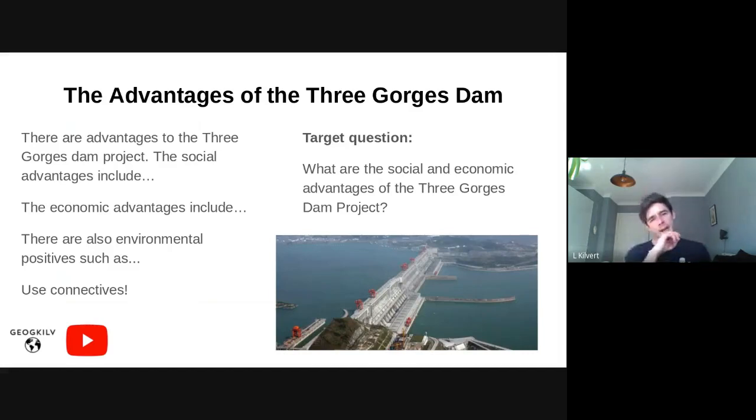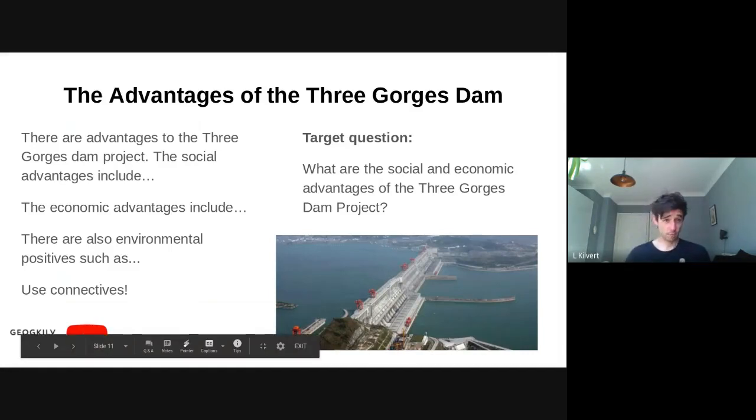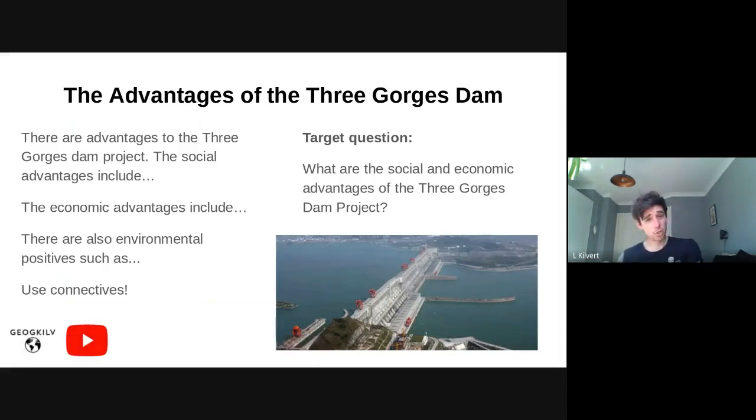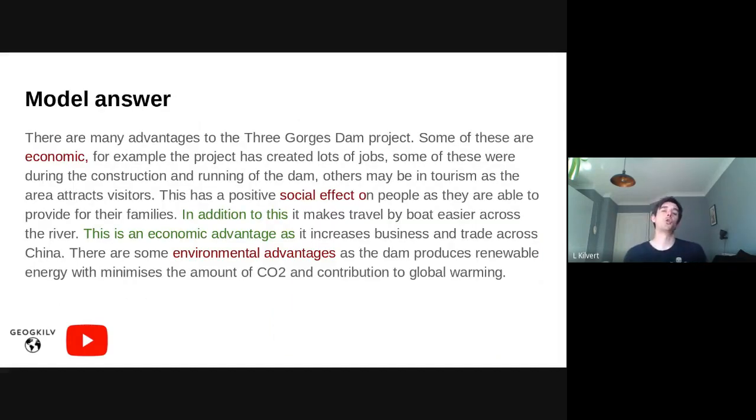Now, I've set up here a series of sentence starters to get you going. So I've started it off with, there are advantages to the Three Gorges Dam project. The social advantages include, the economic advantages include, there are also environmental positives such as, and I've put their use connectives. Now, I think personally, you're not going to be successful at this unless you know what success looks like. So I've actually mocked up a model answer to this question.